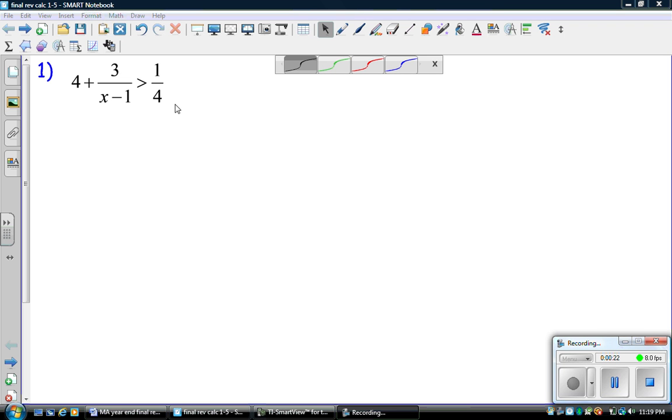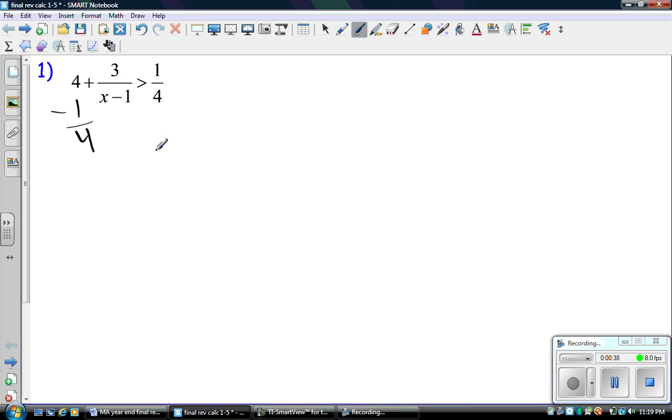So what I mean by that is just move the 1/4 over, so it'd really be 4 minus a fourth. There we go, once my computer starts working. So this would be, let's just leave it as 16/4 minus 1/4, so that'd be 15/4 plus 3 over x minus 1 is greater than 0.